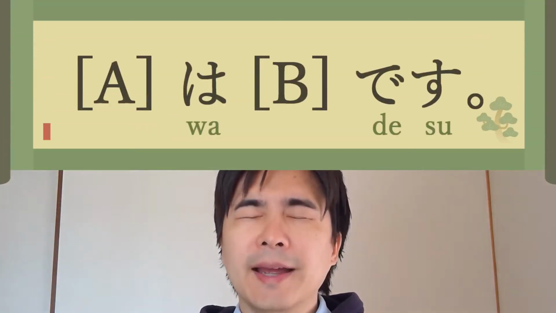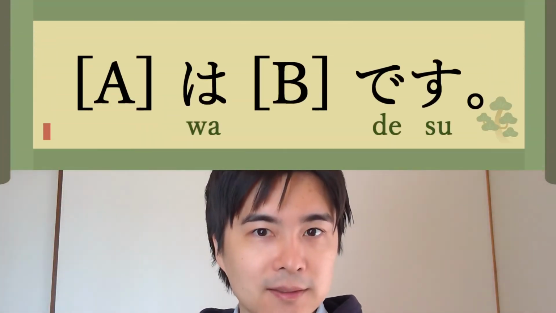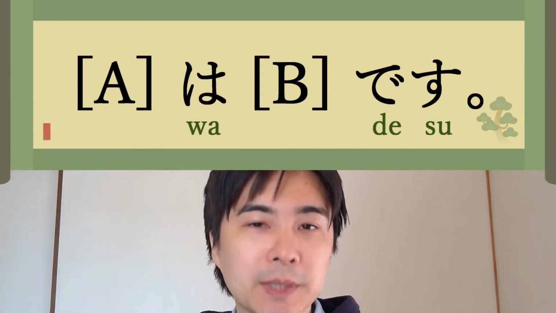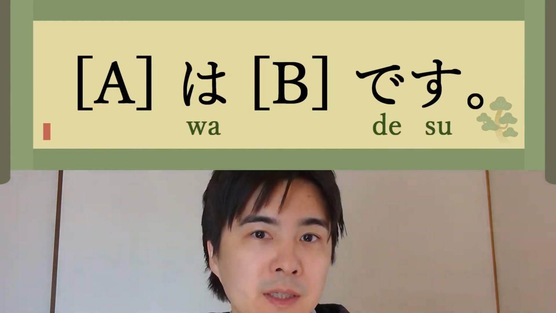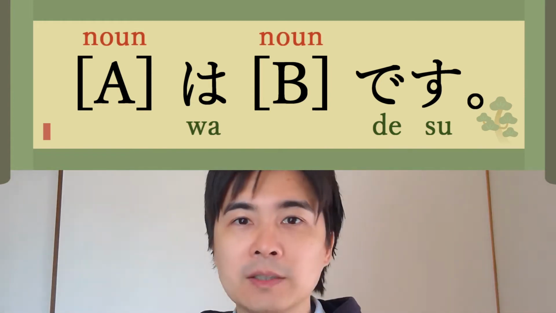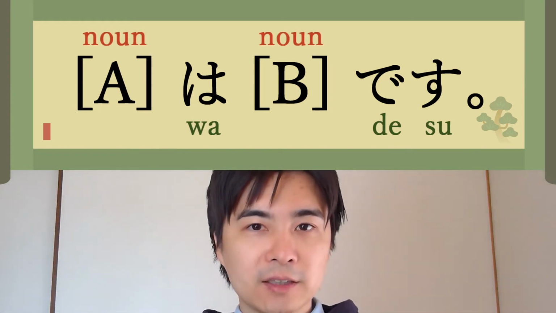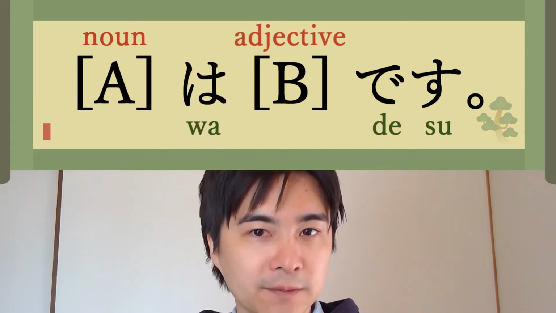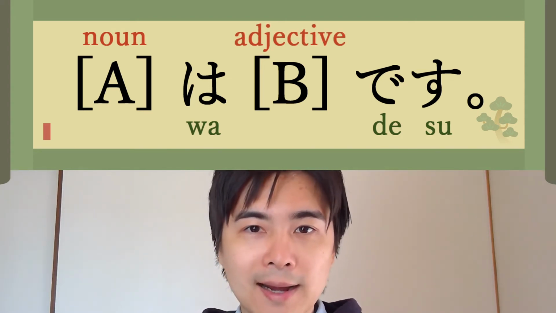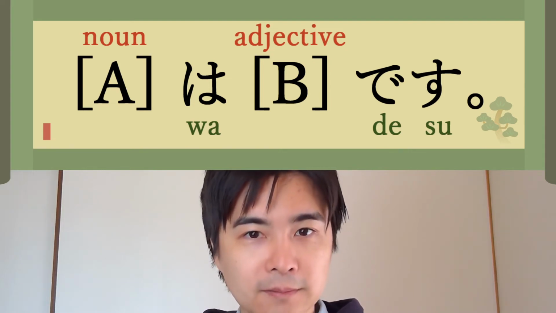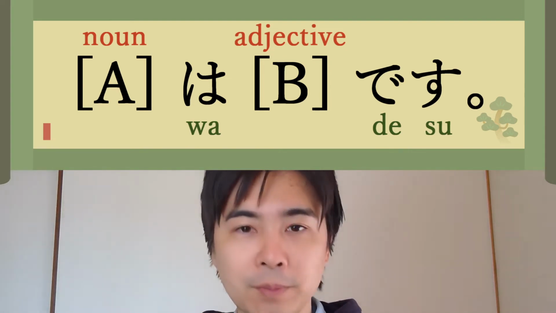We have already learned the sentence pattern. A は B です。It means A is B. In the previous chapter, both A and B were nouns. But in this chapter, we will learn that B can be an adjective. It will be like Noun は adjective です。Let's see some examples.